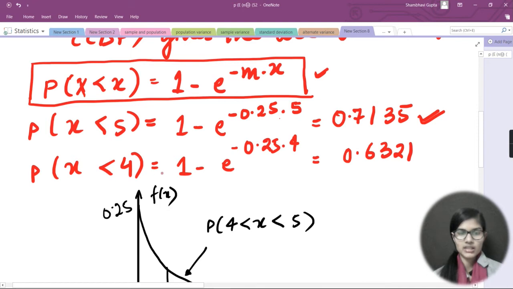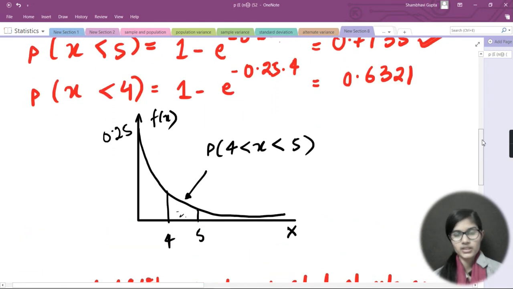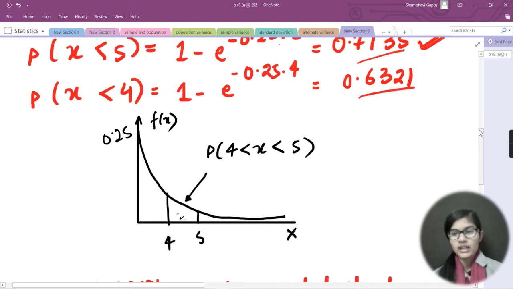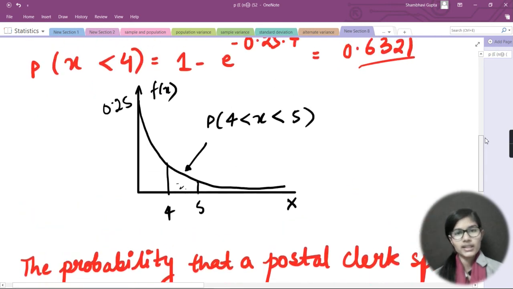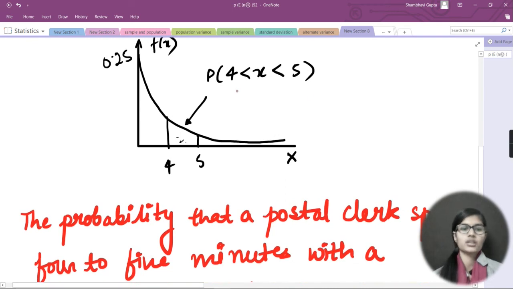I did the same thing for x less than 4. I wrote P(x less than 4) is equal to 1 minus e to the power minus 0.25 times 4, which is equal to 0.6321. This is also done. We just got the output for this and this one after the calculation. Now what else I need to do here is plot this graph. Now how did I plot this?